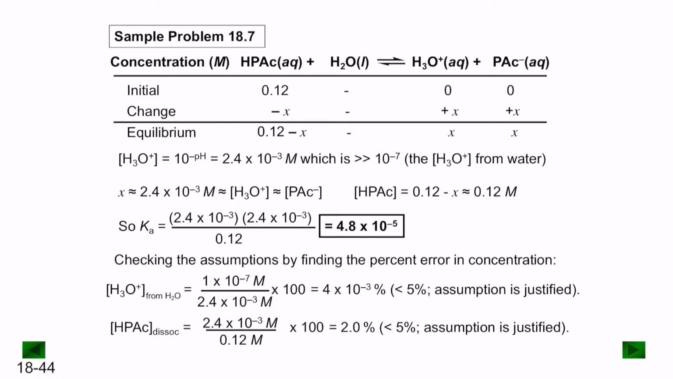Now checking the assumptions, whether our answer is correct or wrong. From the H3O plus concentration, we can calculate the dissociated amount, which is about 2%, which is less than 5%, which means that our assumption here is justified.